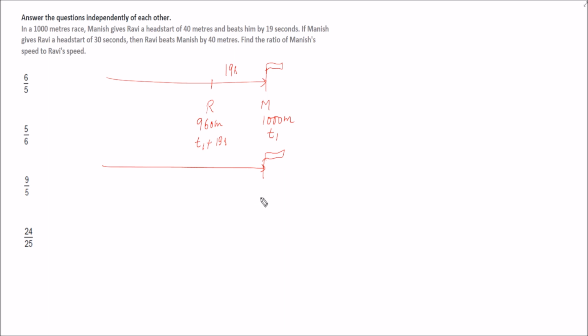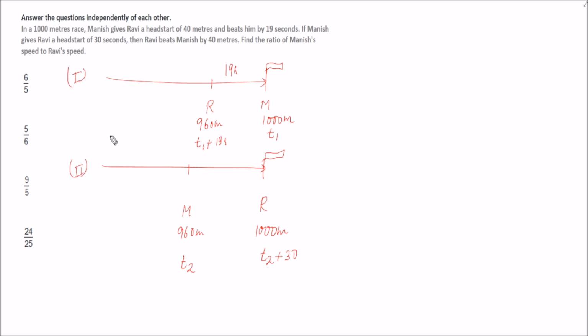In the second case, however, it says if 30 seconds head start is given by Manish to Ravi, Ravi reaches the finish point and beats Manish by 40 meters. Also same kind of a situation, 960 meters. But this time around, Ravi is reaching the finish point at T2 plus 30 seconds, that is given by Manish. This fellow, T2 only.